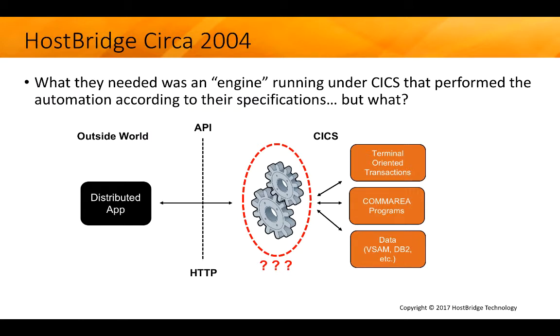We decided what they really needed was an engine, and we'll just call it that, just something running under CICS that performed the automation according to their specifications. So there would be one request coming in, some bit of automation would occur. We would then, in that automation, interact with terminal-oriented transactions, COMMAREA programs, or directly with the data. But how would we do that?